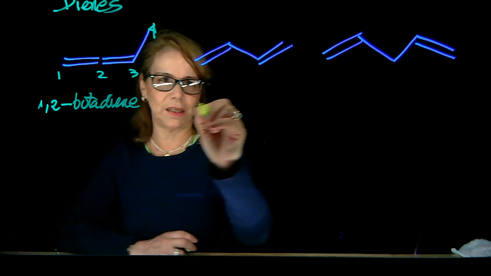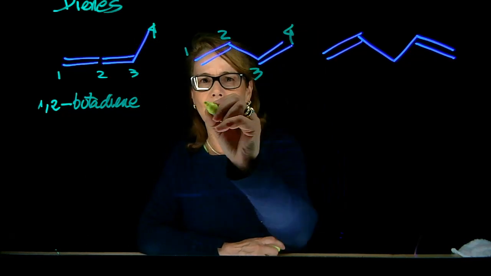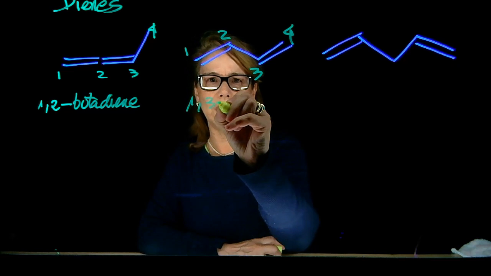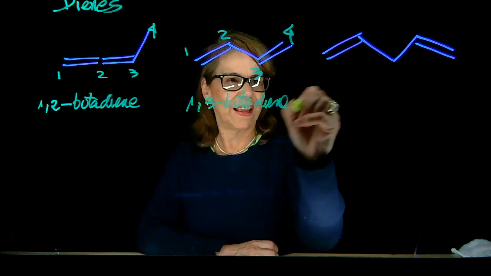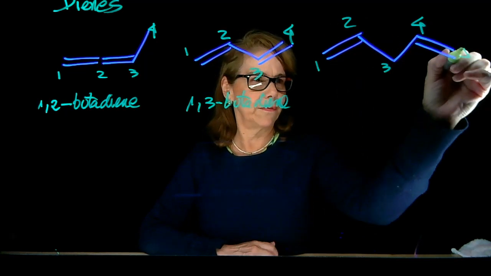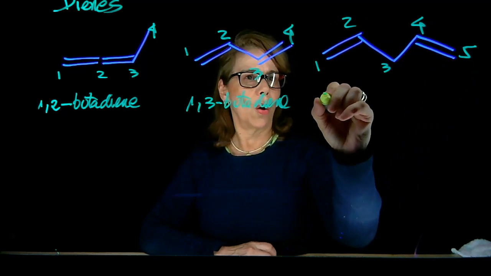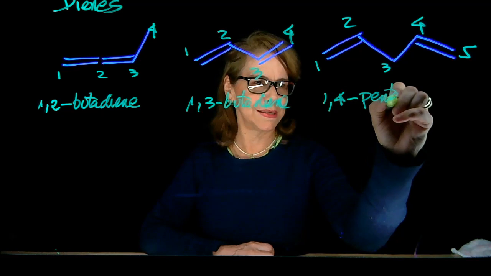Diene. So this one is 1, 2, 3, and 4. So this is 1,3-butadiene. And this one is 1, 2, 3, 4, and 5. So this is 1,4-pentadiene, penta because it's 5 carbons.